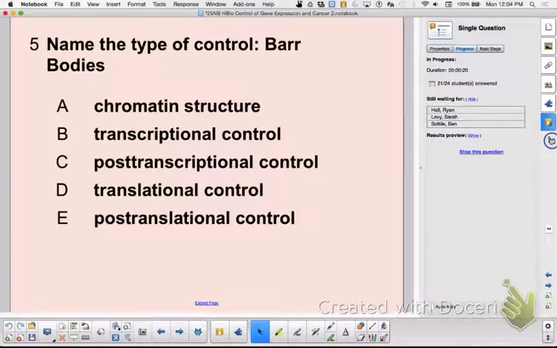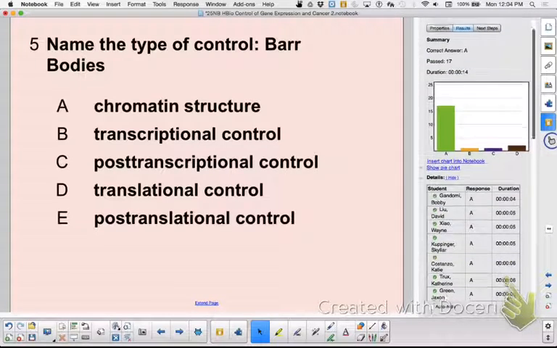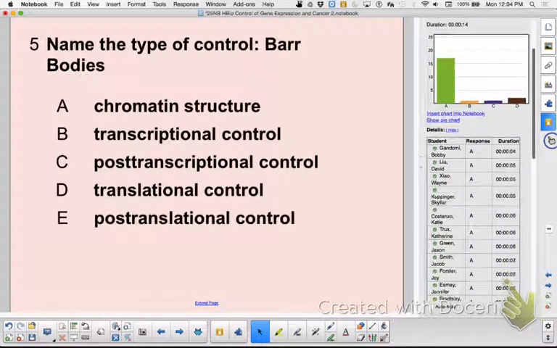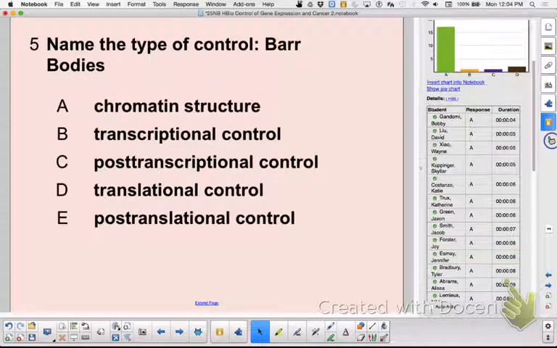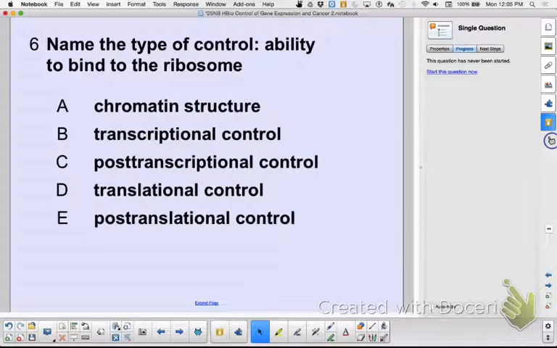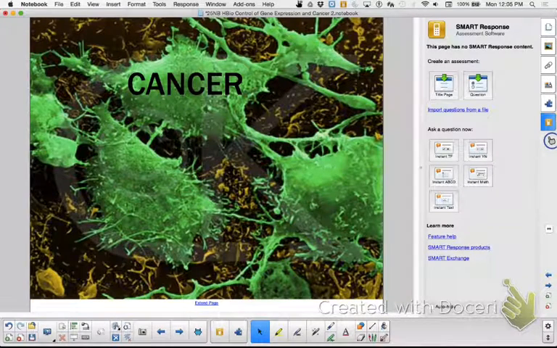Barr bodies is all about chromatin. Bobby, David, Wayne, Skylar, Katie, Jackson, Jacob. You can put yours away if you haven't already. What's the ability to bind to a ribosome? That's translational. And then we'll pick up cancer next time.